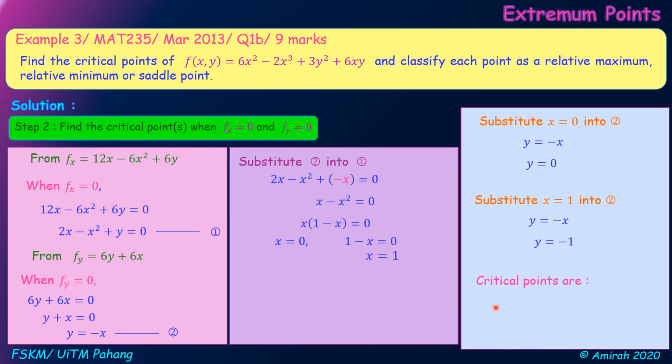Okay, then our critical points are when x equals to 0, from here y equals to 0. So our first critical point is 0, 0. Okay, and then when x equals to 1, y equals to negative 1. And then the other critical point is 1, negative 1. We write coordinate x first. Okay, so these are our critical points. We have 2 critical points.